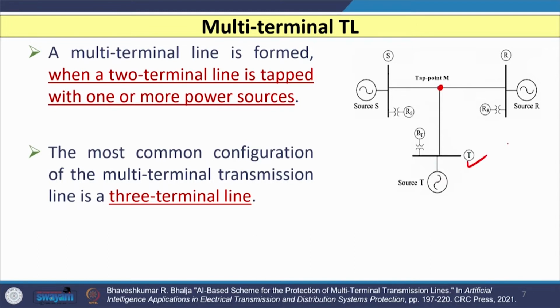So, that is known as a multi terminal line, and the most common configuration for a multi terminal transmission line is the 3 terminal transmission line. So, our discussion will be again restricted to the 3 terminal transmission line. However, it can be easily extended to multi terminal or n terminal transmission lines.